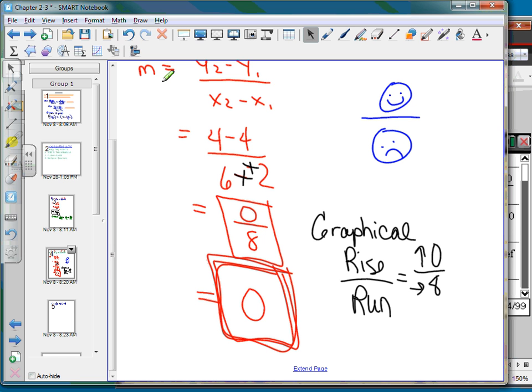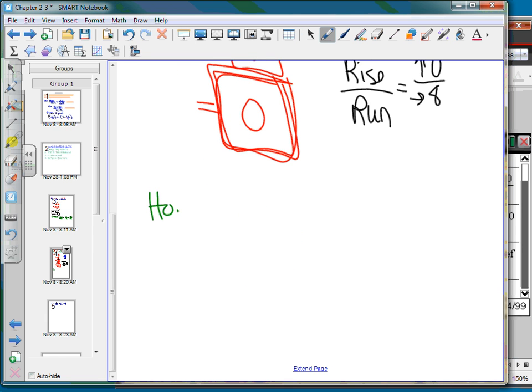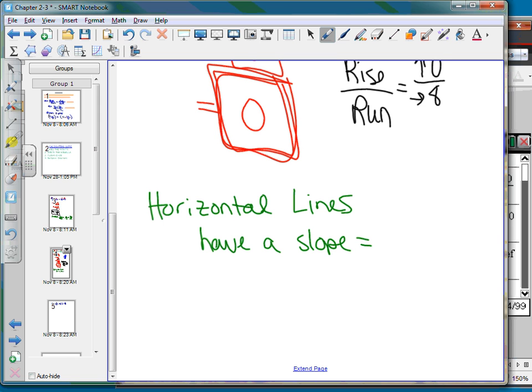A horizontal line. So what you're telling me is horizontal lines have a slope of what? 0. Can you build a house on it? It's level ground that you can put a house on, and level means 0, right? Okay? So what this means is I have a horizontal line, and all horizontal lines have a slope equal to 0.